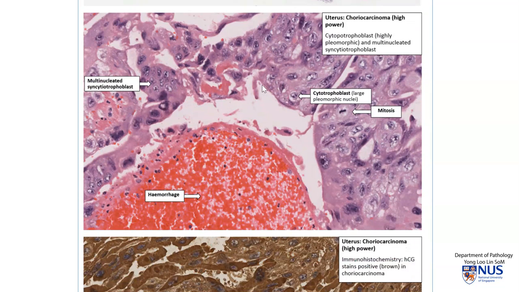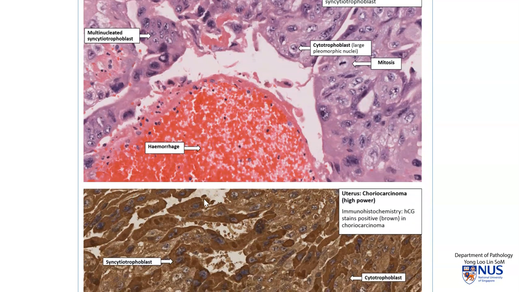At high magnification, we can see very ugly appearing malignant cells with prominent nucleoli. This particular one shows a multinucleated appearance, so this is part of the syncytiotrophoblastic tissue. And over here, the cytotrophoblastic cells, they are often very large, have very pleomorphic nuclei, and this is a mitotic figure. So remember, this is a tumor composed of trophoblastic tissue, and we can see large areas of hemorrhage.